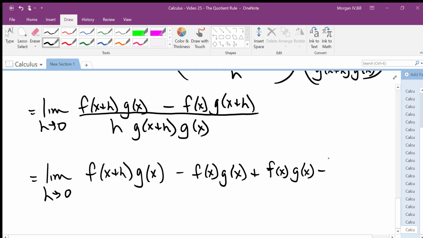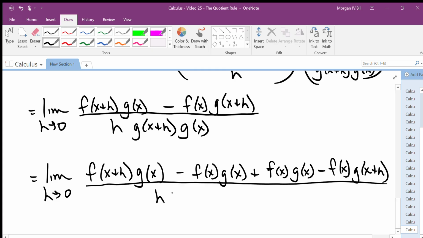And then minus our term from above there, f of x times g of x plus h. So the two terms on the end are the ones we already had. The two terms in the middle are this thing that we created seemingly out of nowhere, where we add and subtract the same thing, over h times g of x plus h times g of x.